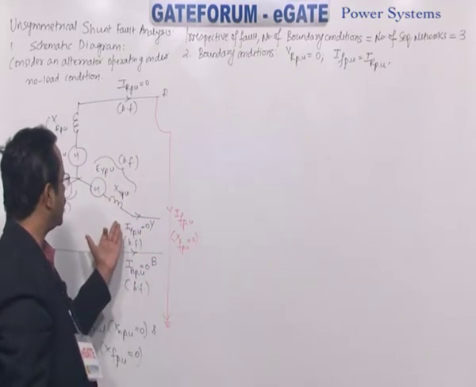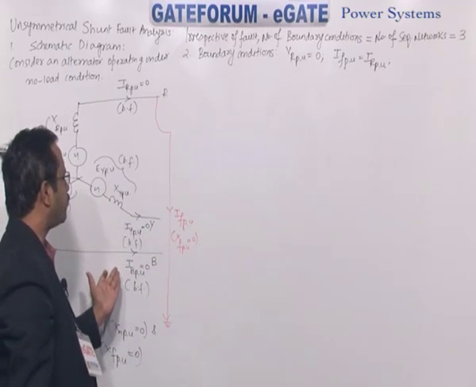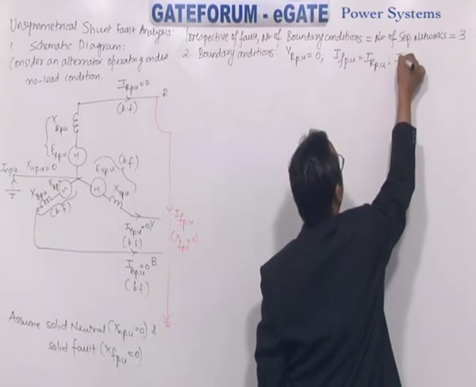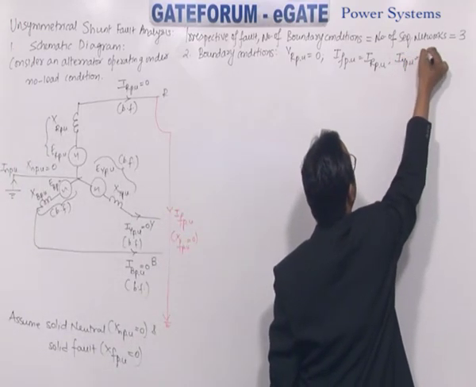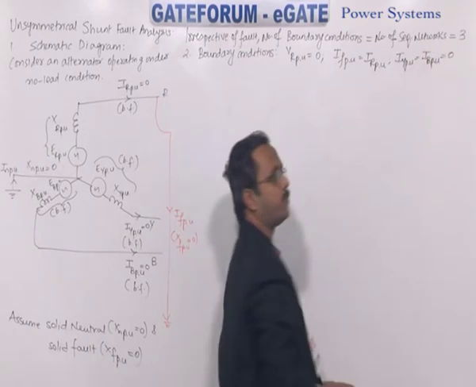Now check Y phase and B phase. They are not involved with the fault. So what about IY per unit and IB per unit? Both are zeros.